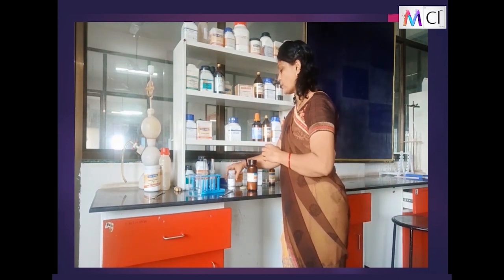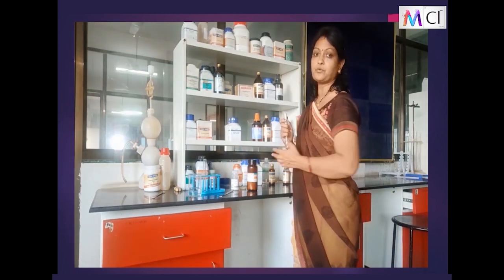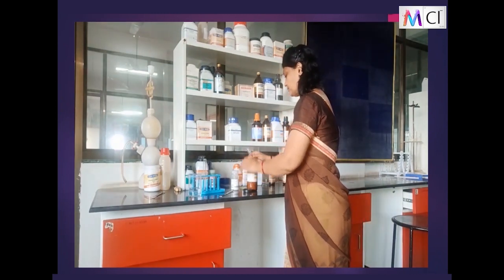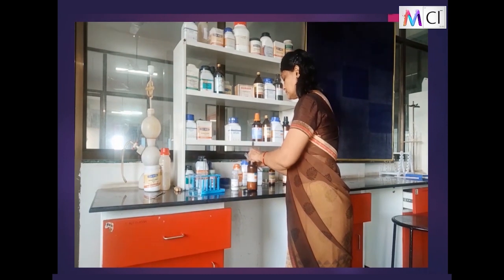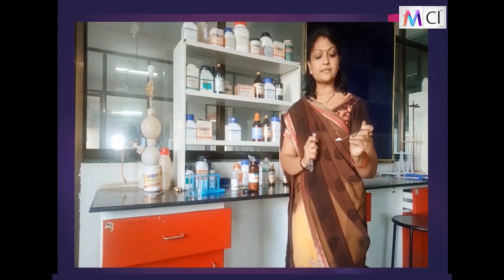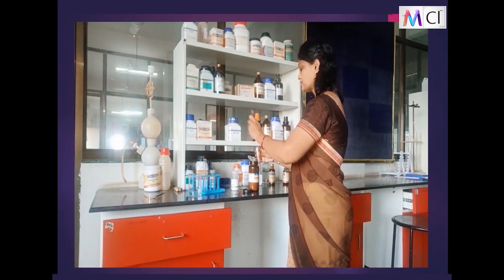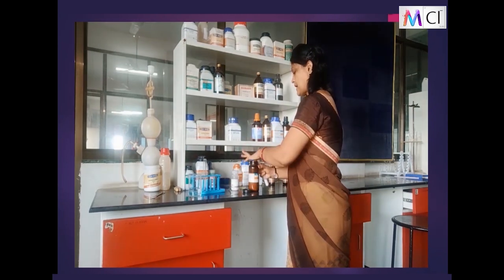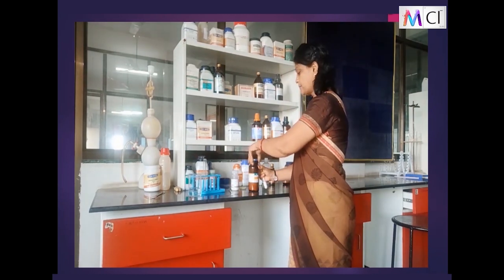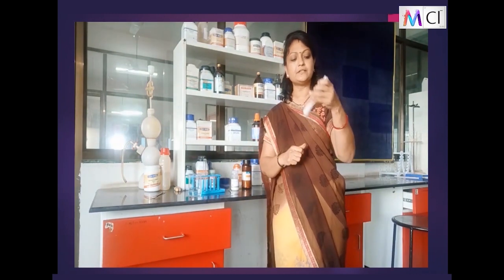Okay. Now, we are going to make the solution of these two, lead nitrate and potassium iodide. See here. I'll take a sample of lead nitrate. Observe the color, children. It is a white crystalline salt. So, I will make a solution of it. And immediately you should close the bottle and keep it. Right? So, let's dissolve it.